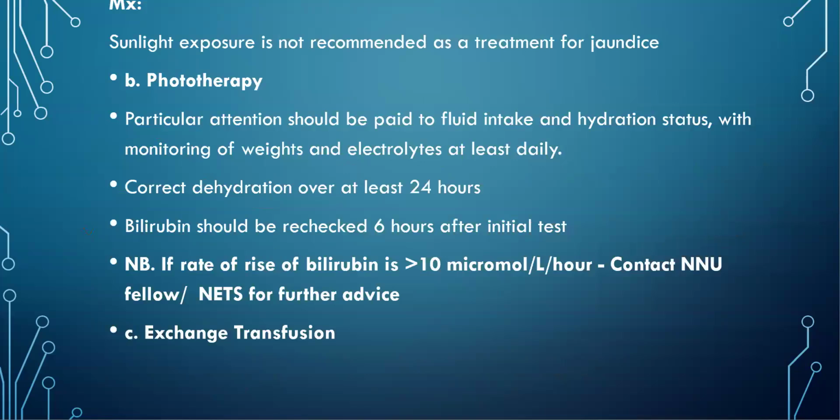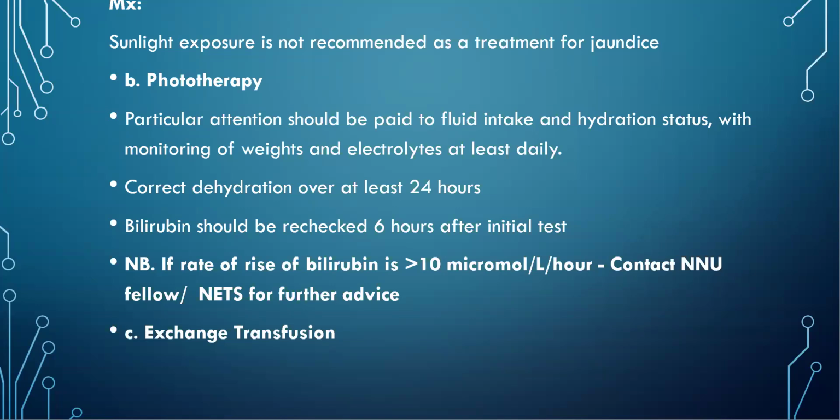Now, if we think about unconjugated hyperbilirubinemia, the main finding is that when you check the bilirubin, it will be very high. And when you check the unconjugated and conjugated bilirubin, you will see that mostly the unconjugated bilirubin is high. So then you know it is unconjugated.